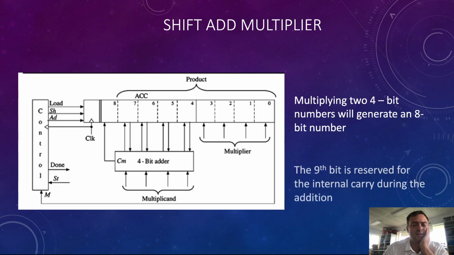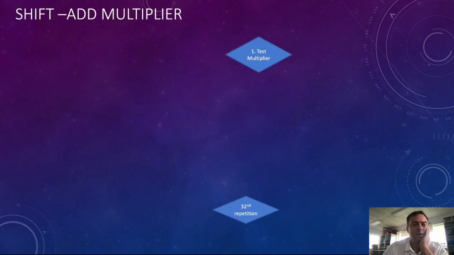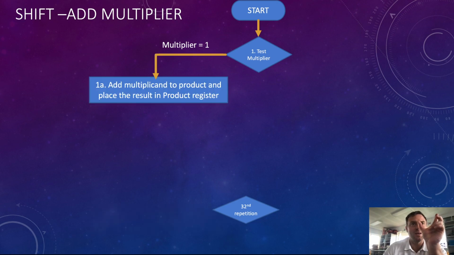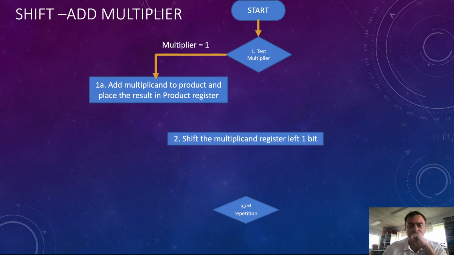So the 9th bit, like I said, is the carry on the addition. The algorithm here is basically you start, you test the multiplier. If it is equal to a 1, you're going to do something different. You add the multiplicand to the product, like what we just did there. So the blue number gets added on, and then shift across to the multiplicand to the left.